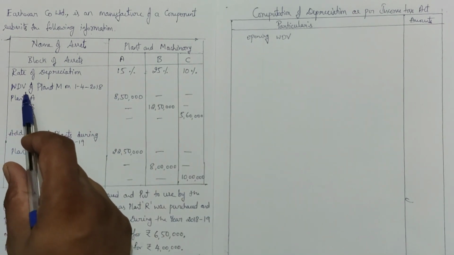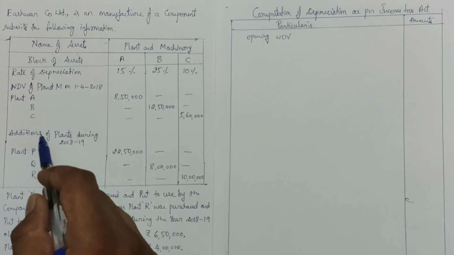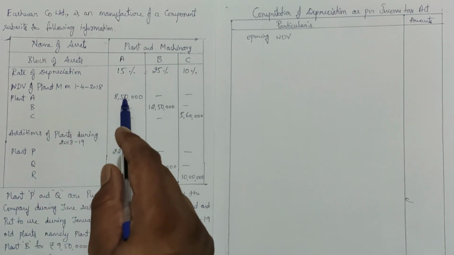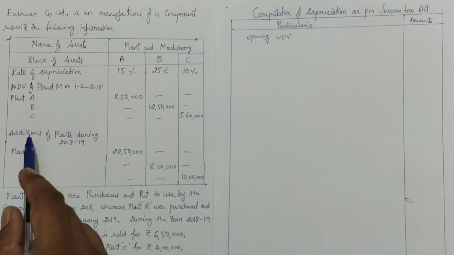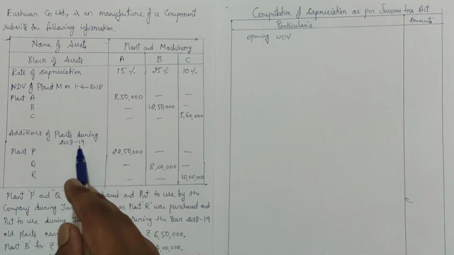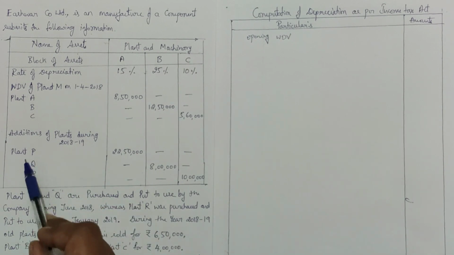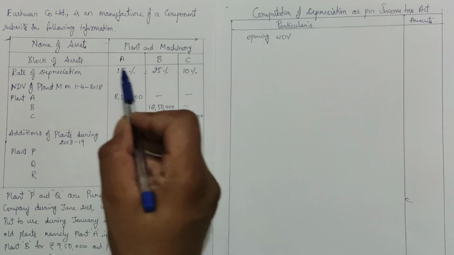Next, the written down value, WDV, is nothing but the written down value of plant and machinery on 1/4/2018. They have given A, B, C. These are the opening written down values of plant and machinery: 8,50,000, 12,50,000 and 5,60,000. Next, they have given additions of plants during 2018-19. Additions means they have purchased new plant and machineries in the year 2018-19. That is P, Q, R. So these three are newly purchased or newly added plant and machinery. Clear? This is what they have given.